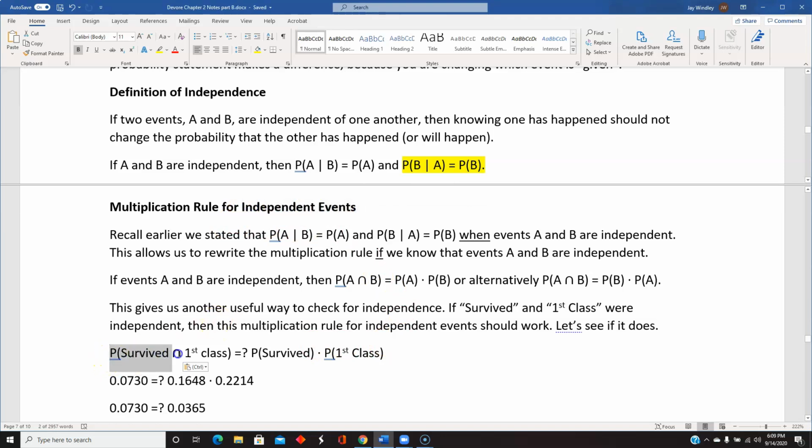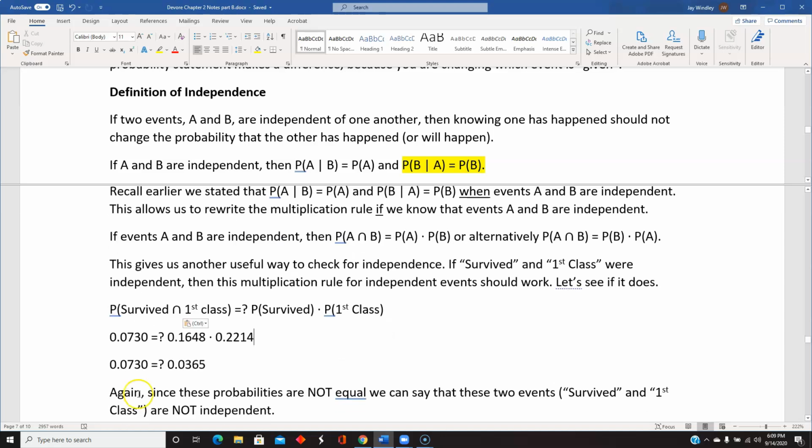So probability of survived and first class, we already know that's 0.730. The probability of survived, we know, and the probability of first class, we know. So we multiply these two, we get 0.03, and we see if it's equal to the and probability, and it's not. So because this multiplication did not work out, that's how we know that the two events are not independent. Because if they were independent, this multiplication would work out.